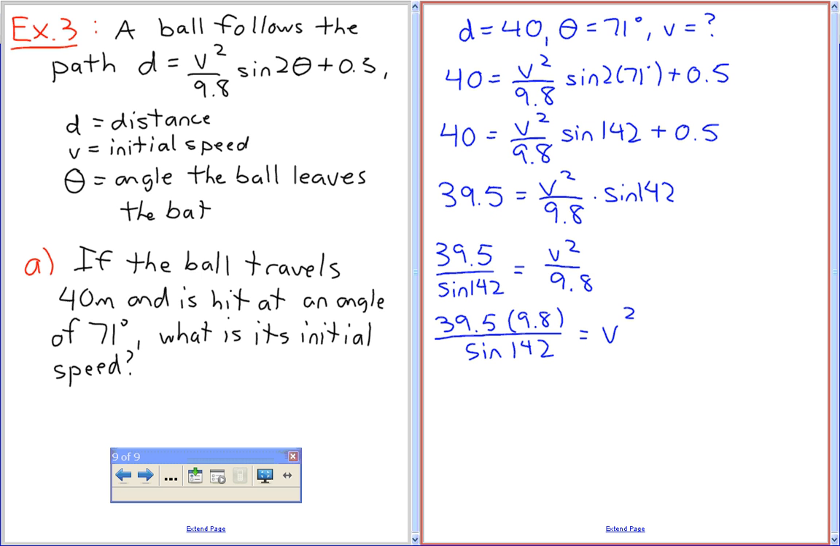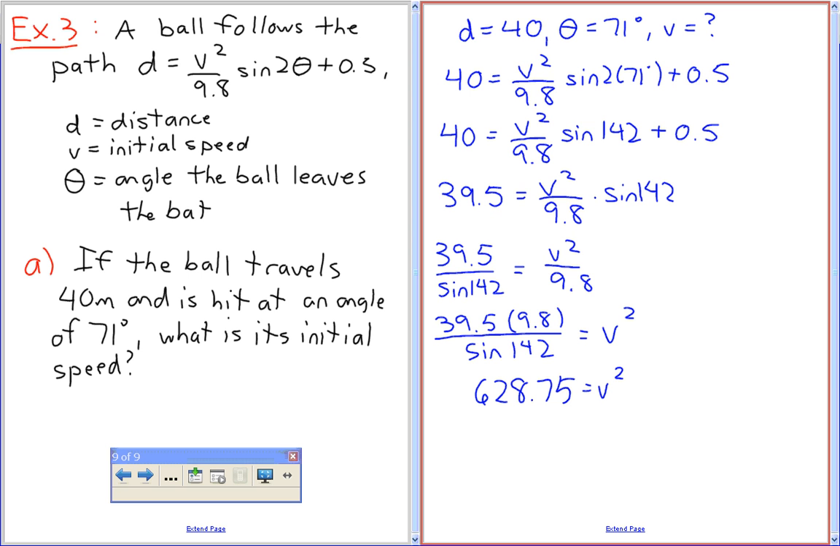So again, you guys can all do this in your calculator. Just 39.5 times 9.8 divided by sine 142. If I can get a brave soul to try and get this answer. Okay, and when I say a brave soul, I mean everyone. 628.75. I'm going to ask people to confirm that for me.